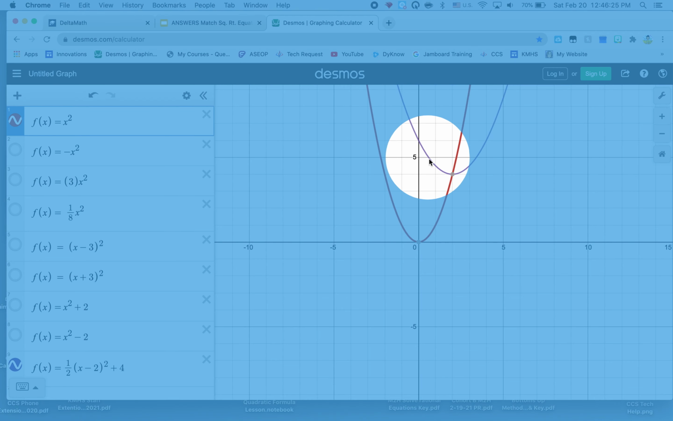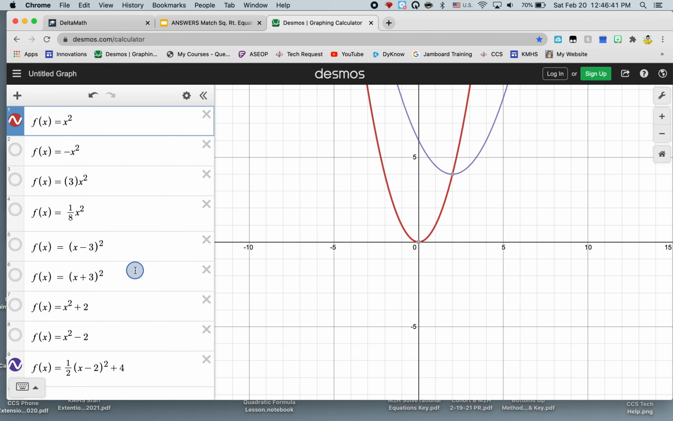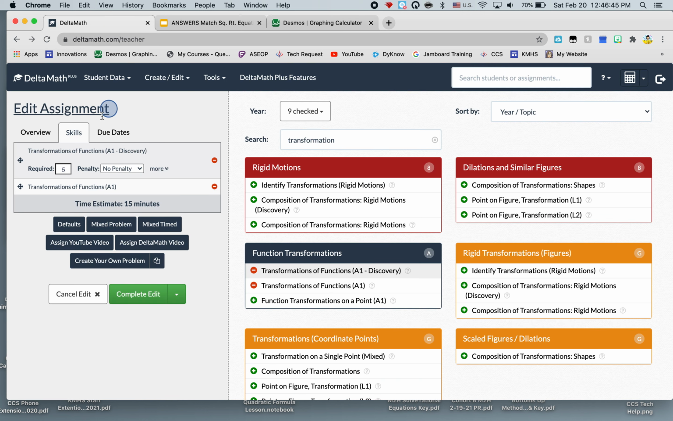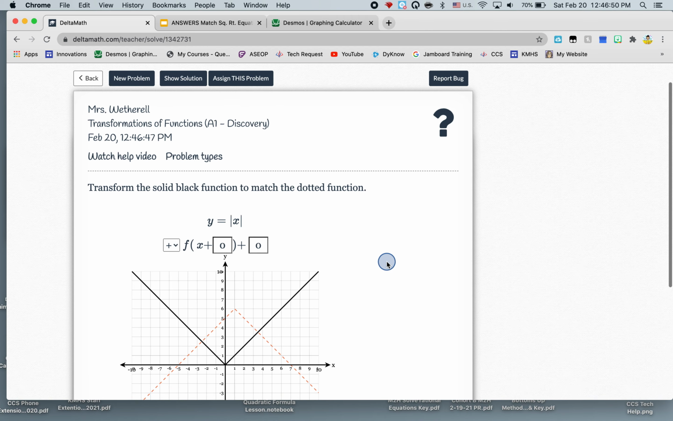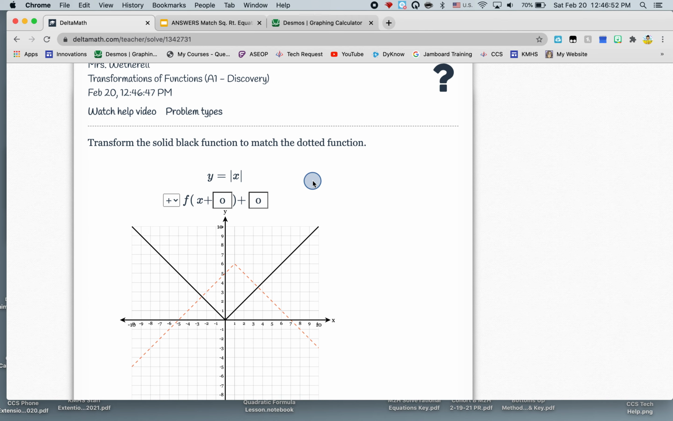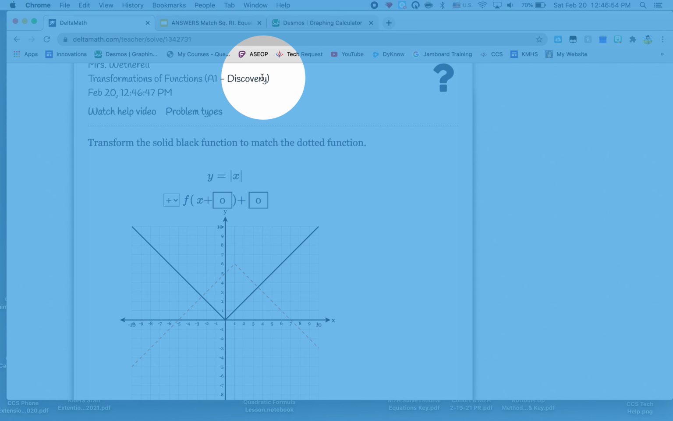And if you look at this graph, you can tell that it's a little bit fatter, if you will, or wider than the original parent function. So that 1/2 would cause it to be compressed or wider. So that's how transformations work. I know this video is long, but I want to get you to understand what you're doing. So in Deltamath, you'll have problems like this. This is the discovery. So you're going to play around and try to figure out what's going on.